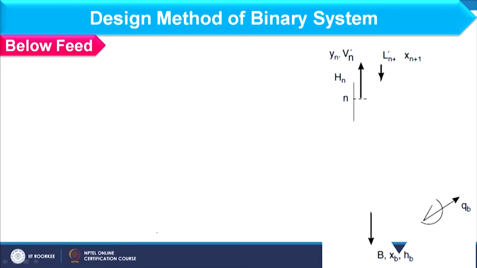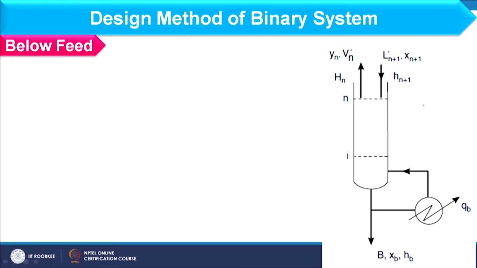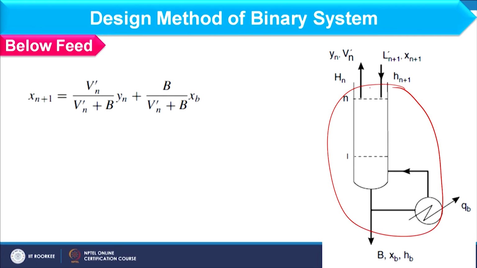Now, similarly we can find the balance below the feed, and here we can make the balance, making the envelope like this. Okay, a simple balance will give, so I am not going into the detail of the derivation of the equation. We can simply have the equation as x n plus 1 equal to V dash n by V dash n plus b into y n, and then plus b by V dash n plus b into x b.